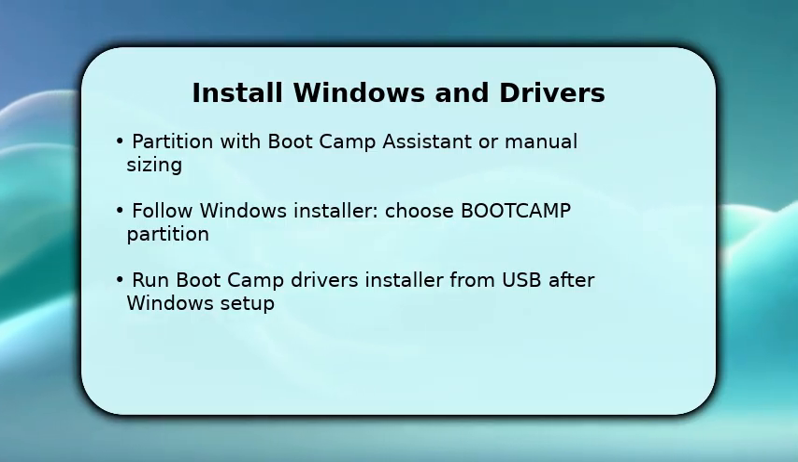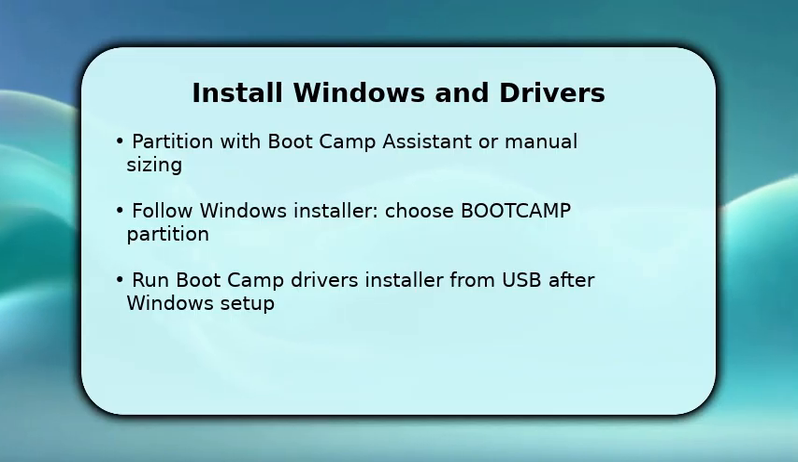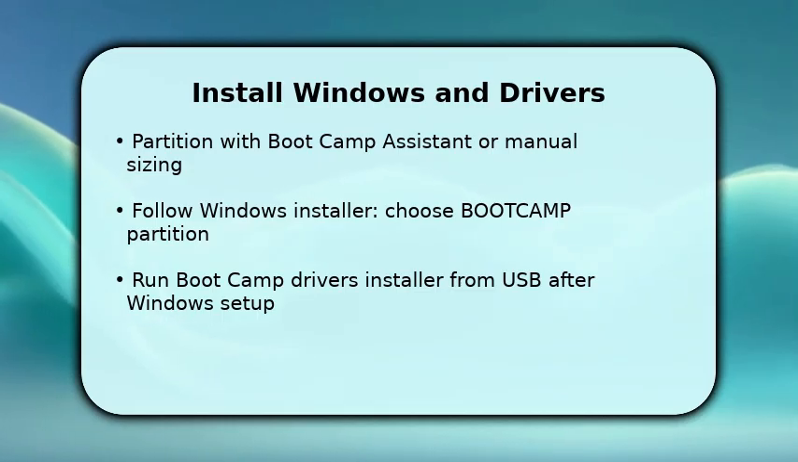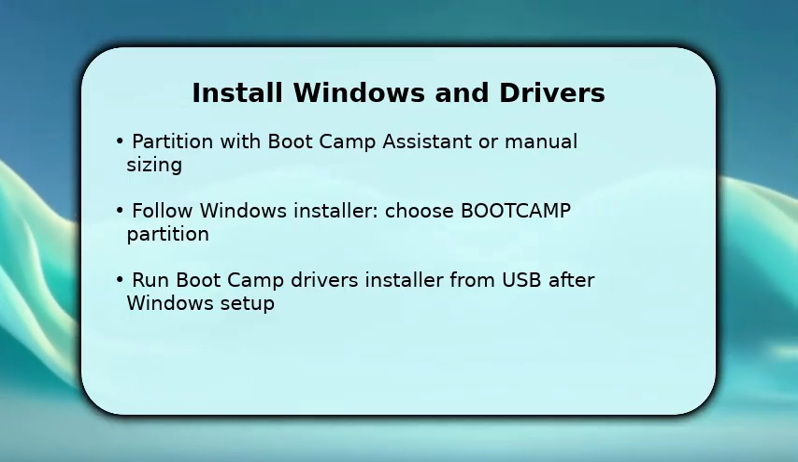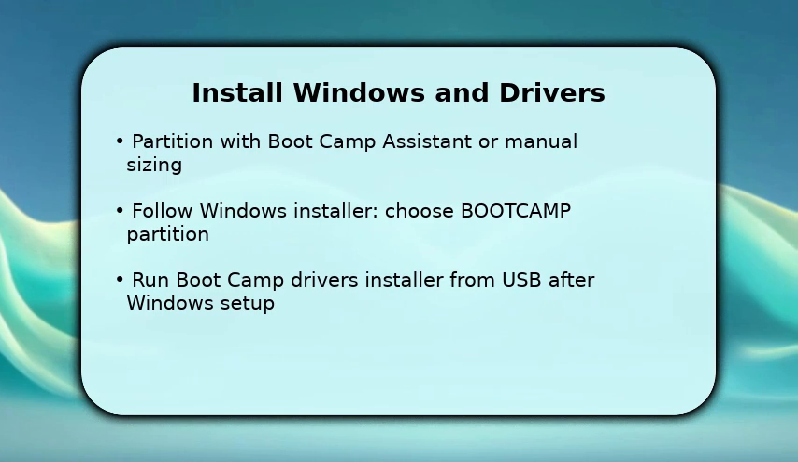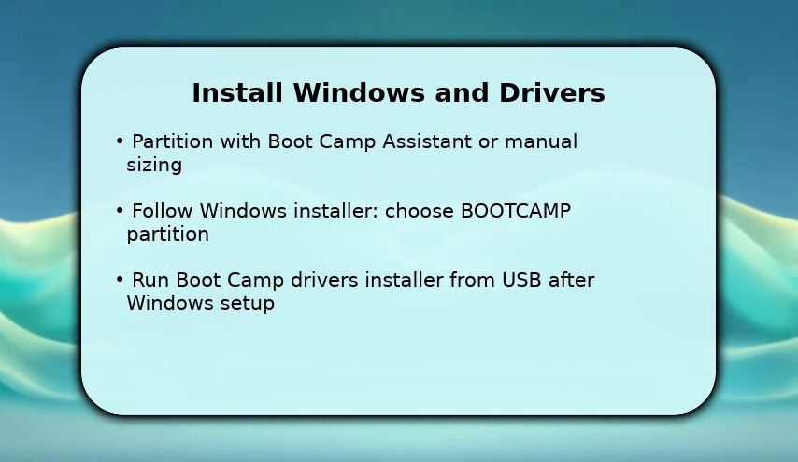After Windows completes initial setup, you must install Bootcamp drivers so hardware like Wi-Fi, trackpad, and GPU work correctly. Run setup.exe from the Bootcamp USB or mounted image and accept driver installations. Restart when prompted, and then adjust Bootcamp control panel settings to tune keyboard mapping and power behavior.